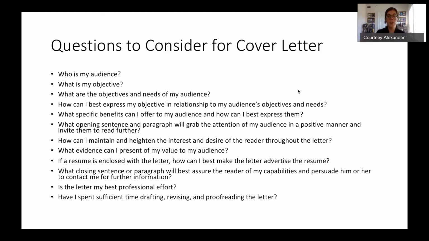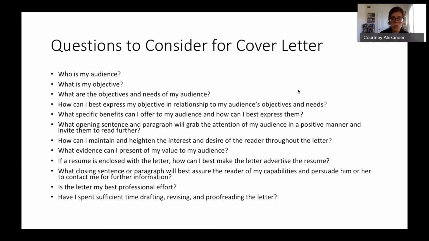How can I show that I'm a good fit? What specific benefits can I offer to the audience, and how can I express them? What opening sentence or paragraph will grab the attention in a positive manner? How can I maintain and heighten the interest and desire of my reader throughout the letter? I want to keep them engaged. What evidence can I present? If a resume is enclosed, how can I make the letter advertise my resume or CV?